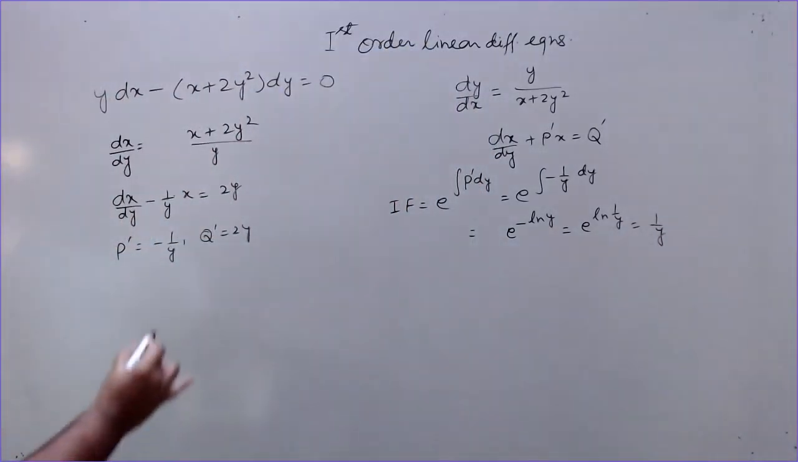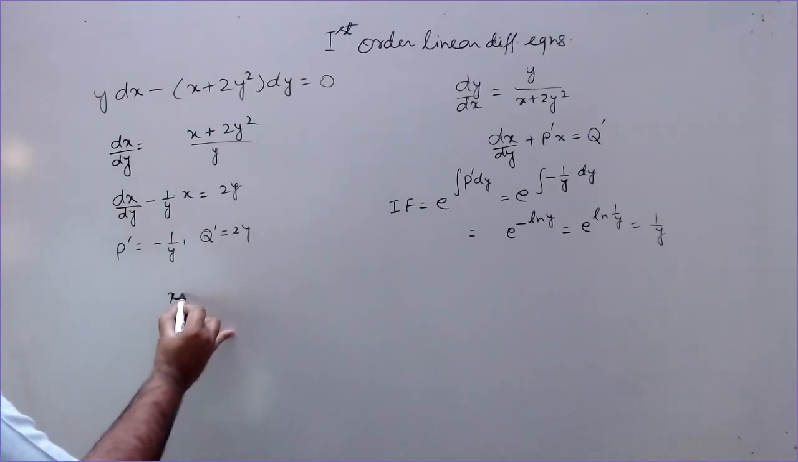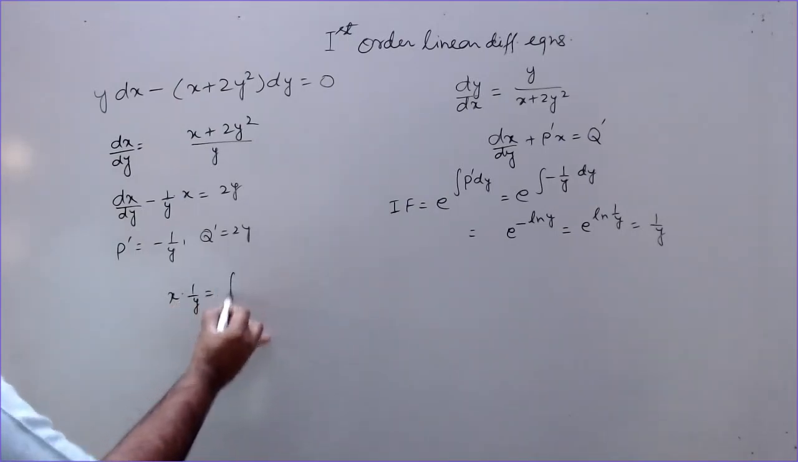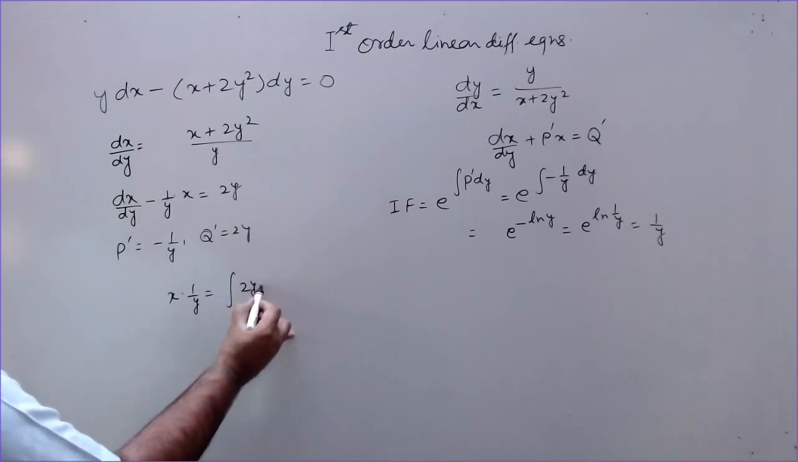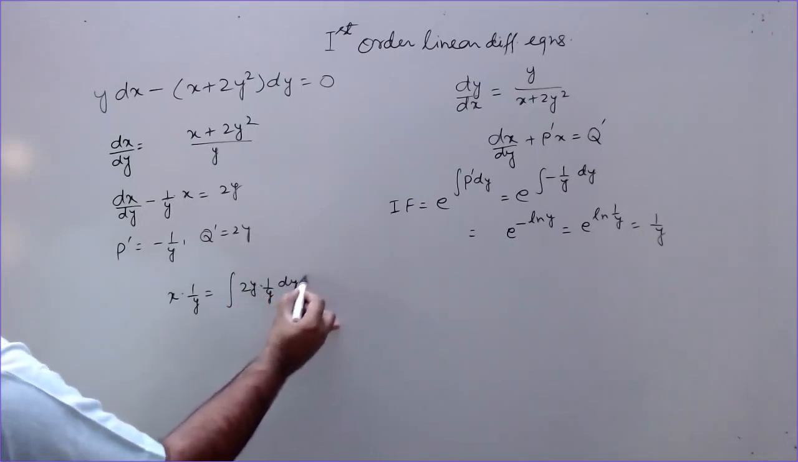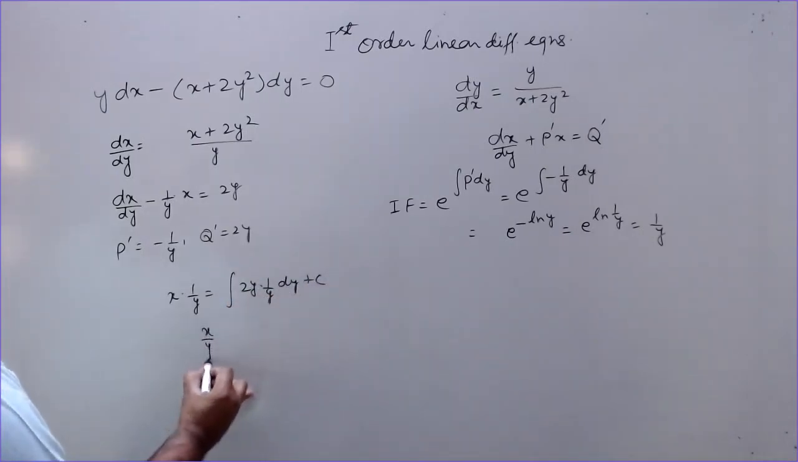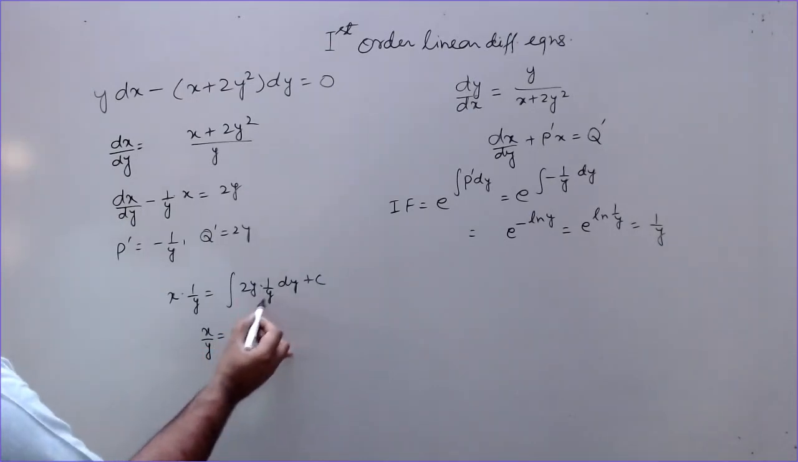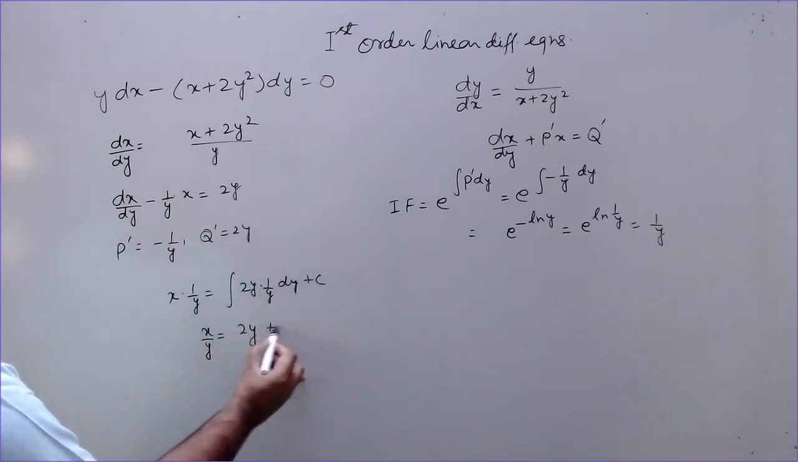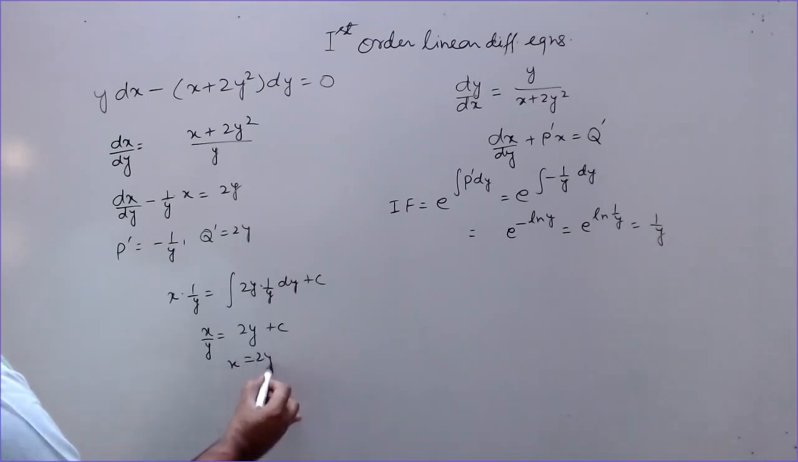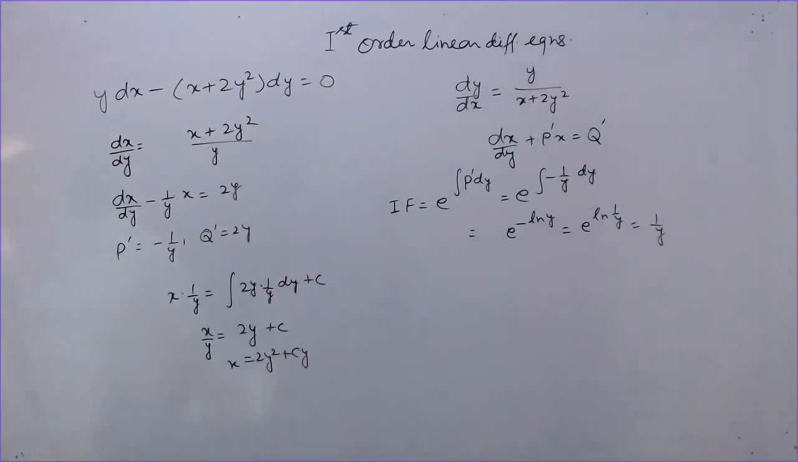So the solution becomes x into integrating factor 1 upon y, integral of q dash into the integrating factor, plus c, or x over y, the y cancels out, so 2y plus c. x is 2y square plus c into y, which is the solution of this equation. Let us move on to the next question now.